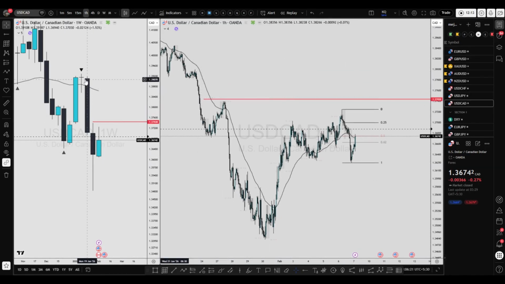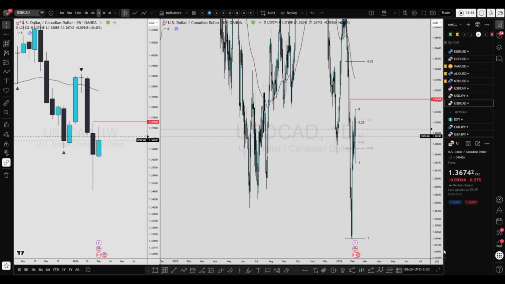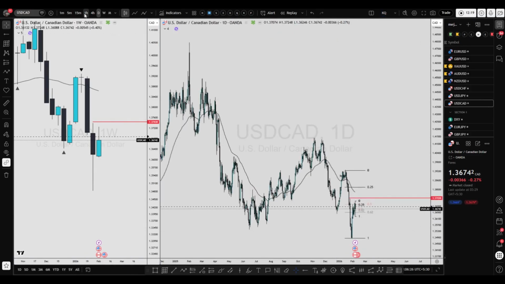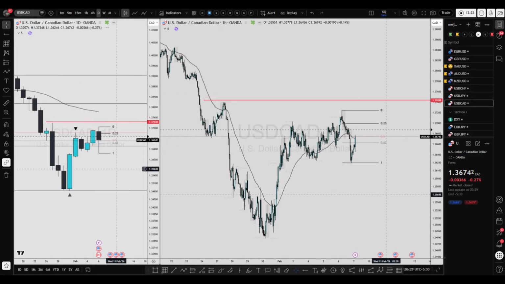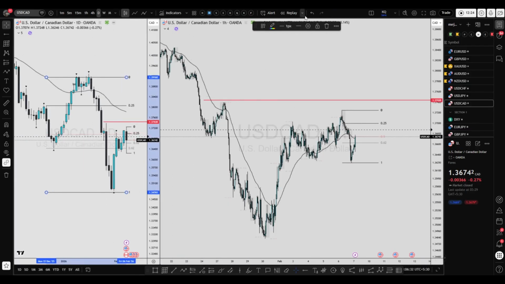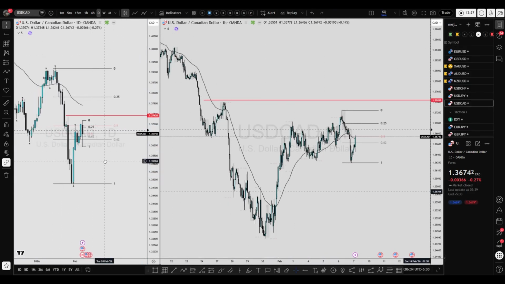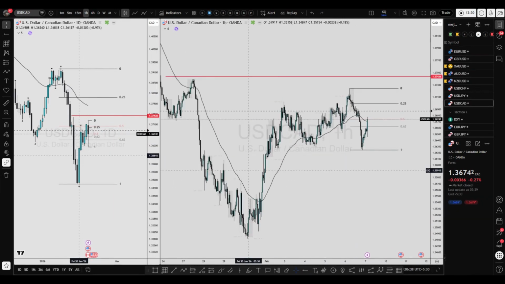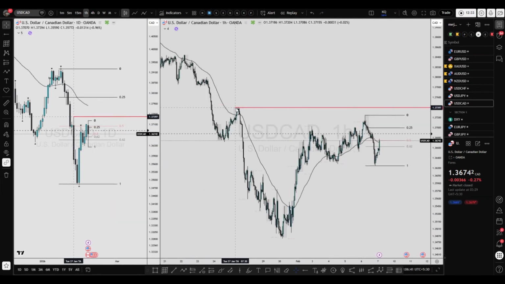So even though we are actually dropping from a discounted price in the daily time frame, I'm still not going to look for shorts, and the reason is pretty clear, because the weekly bias is not that good.